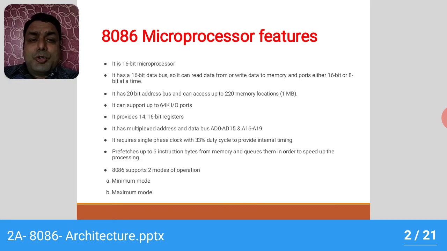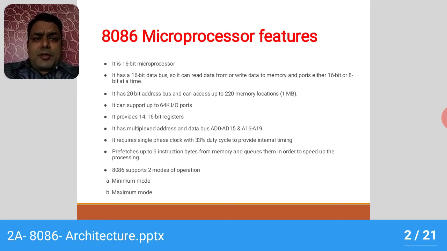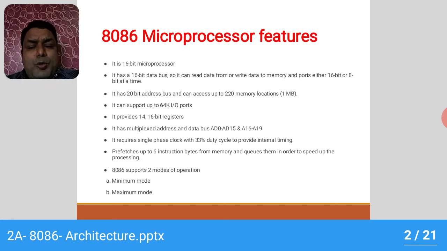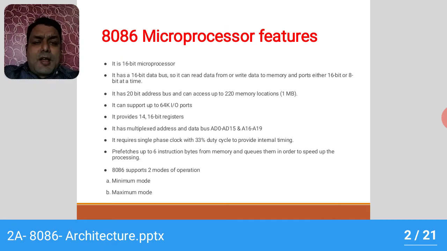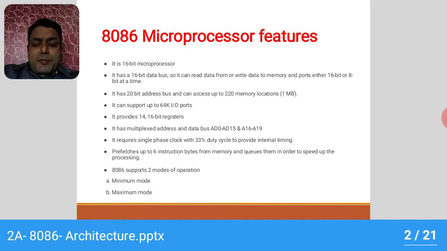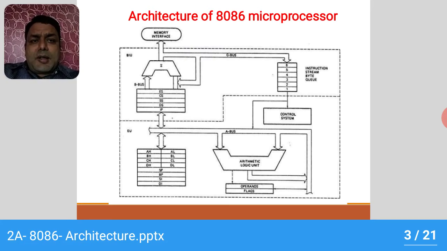The 8086 supports two modes of operation, that is minimum mode and maximum mode. So these are some of the features of the 8086 microprocessor. Well, it has more advantages or capabilities when compared to the 8085 microprocessor. So let us go through the architecture of the 8086 microprocessor.